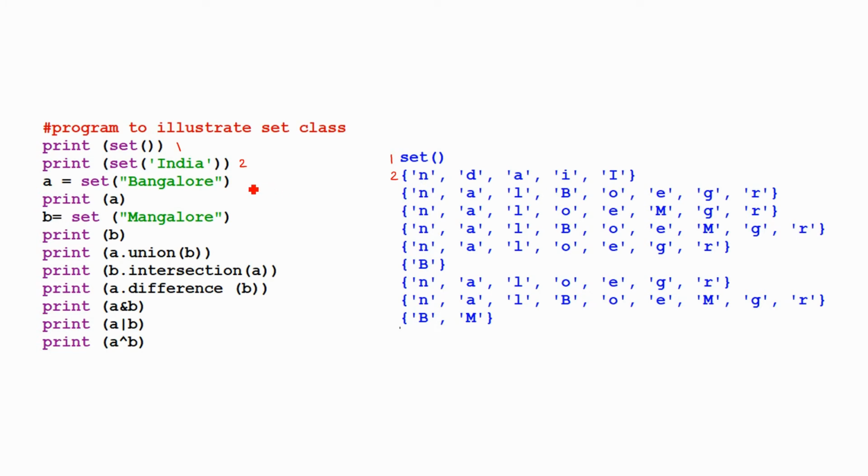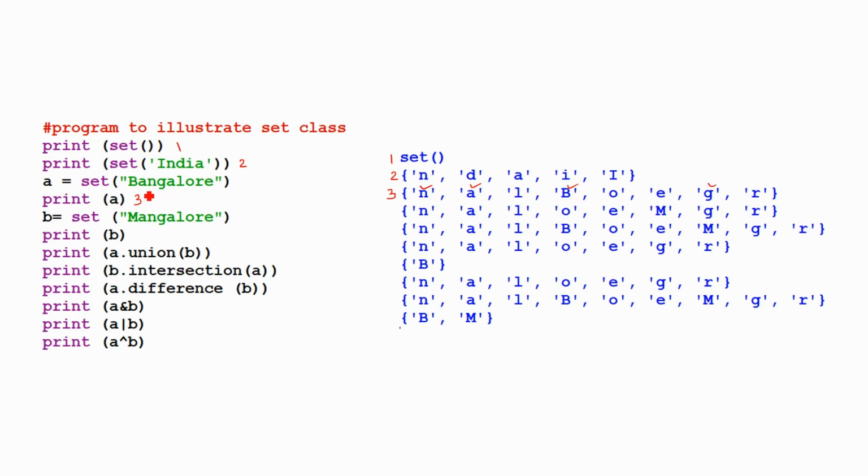Now coming to the third line, where we created a set from Bangalore. When we print it, this is the third print statement that we are going to have. In the third print statement, we'll see that for Bangalore, B is there in the set, and A is also there in the set, and N of course we have, then G is also there in the set.